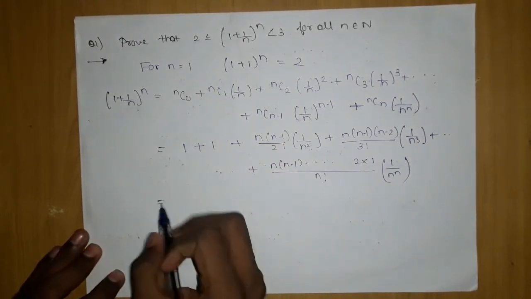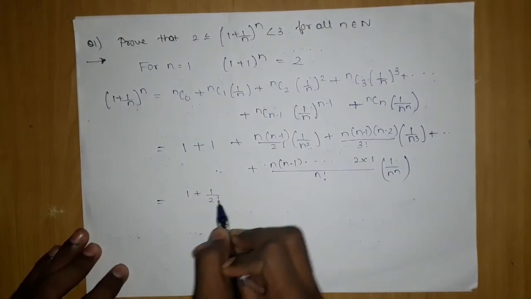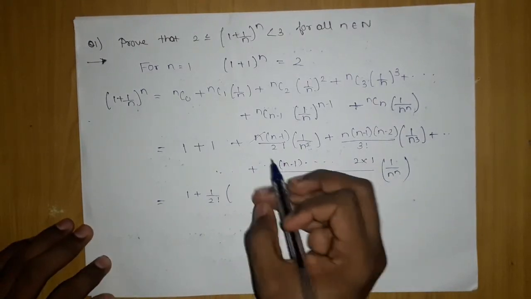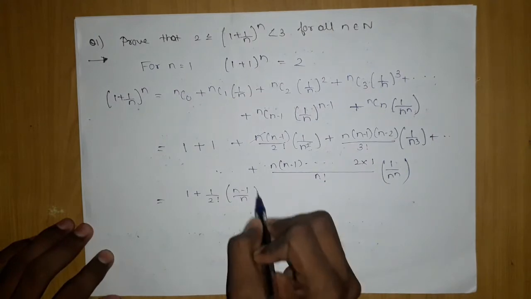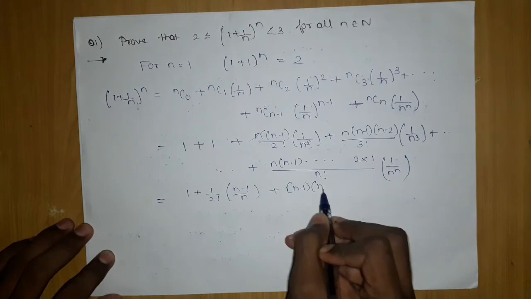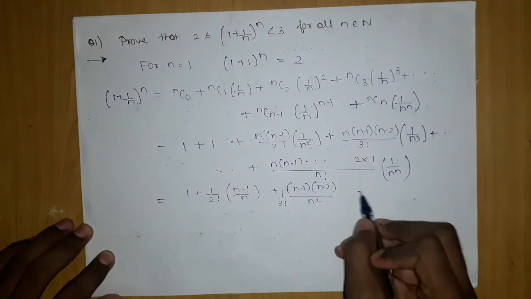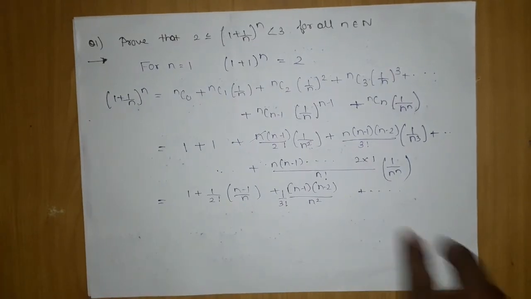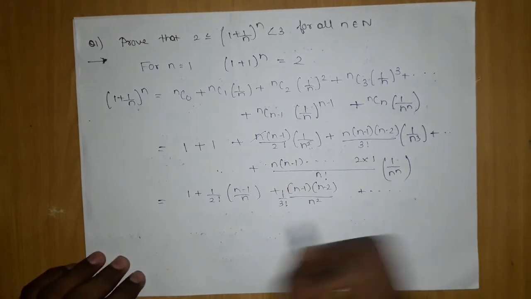So let's do the further simplification. 1 plus 1 by 2 factorial into (1 minus 1 by n), where one n will get cancelled out and this n will move to the denominator with this (n minus 1). Then here (n minus 1) into (n minus 2) by n square by 3 factorial, and so on. The last one will be the same only, it will move on. Let me write it here.